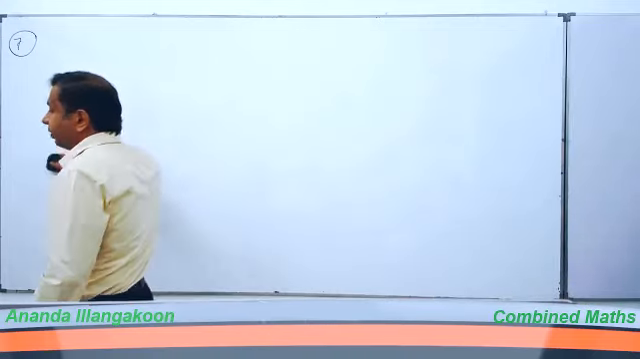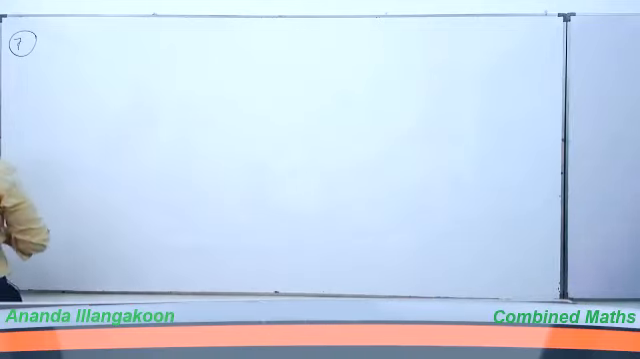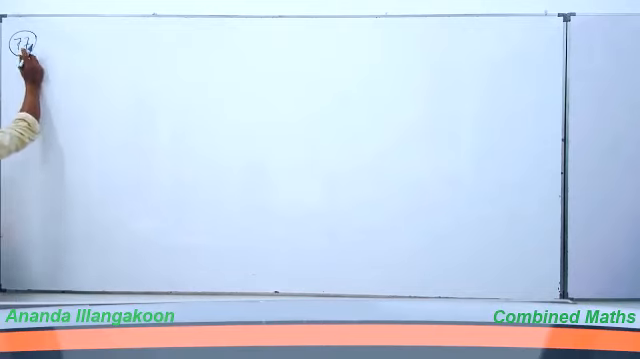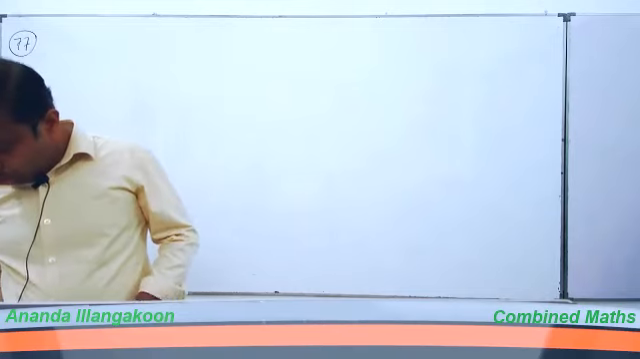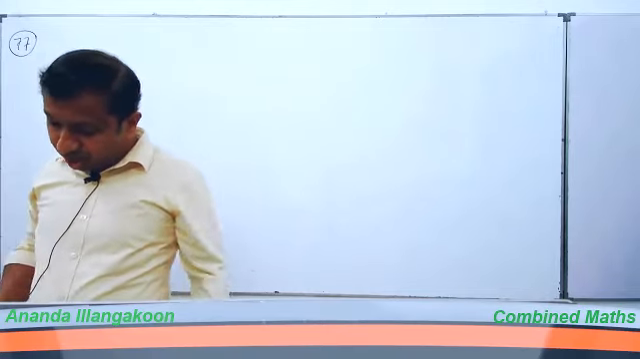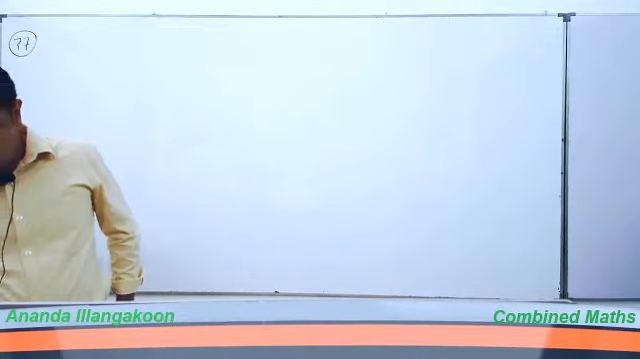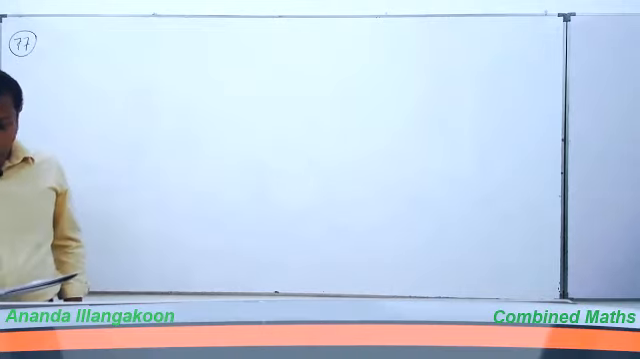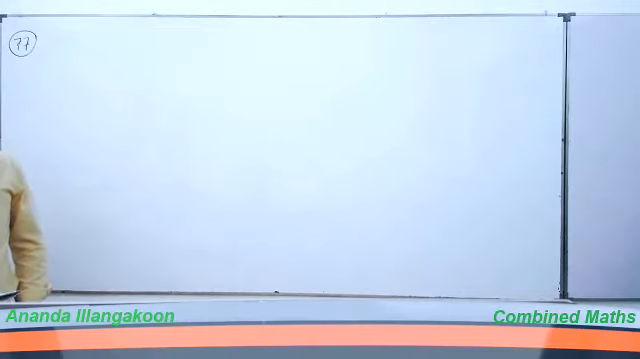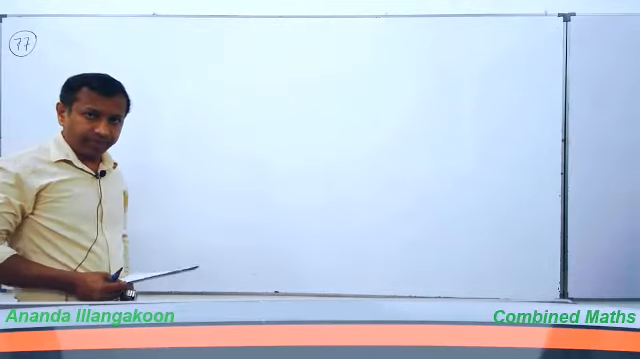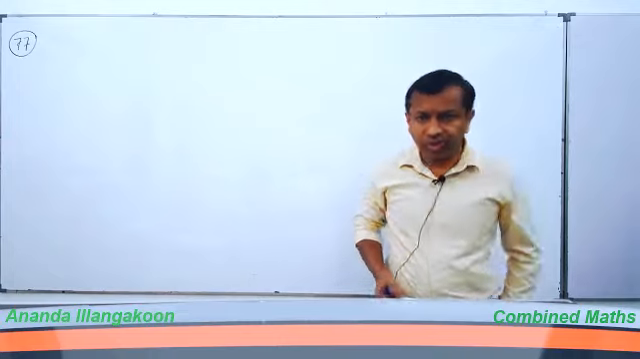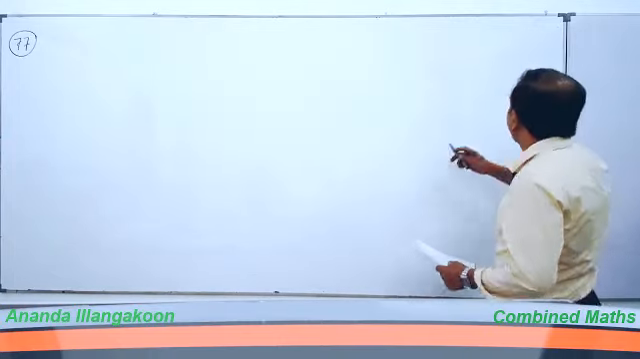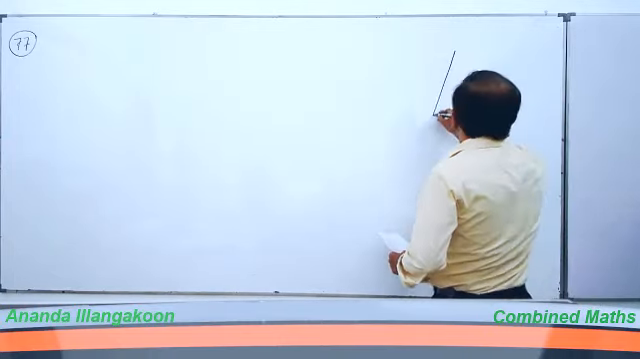Number 77 says something like this. Using vector method, show that the diagonals of a rhombus bisect each other at right angles. You know the geometrical properties of a rhombus, people. This is the rhombus.